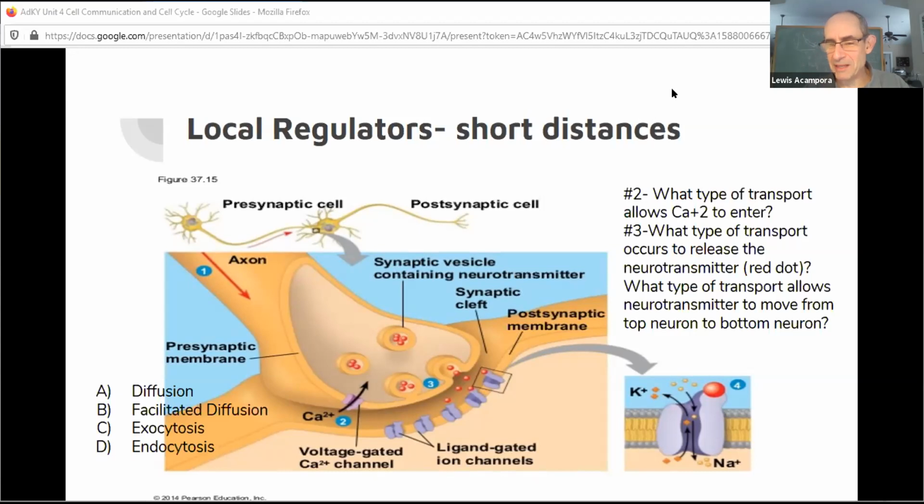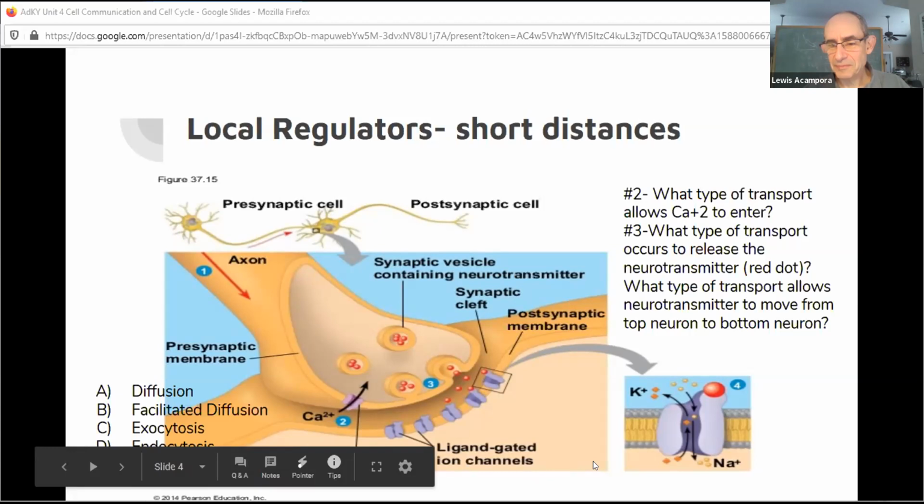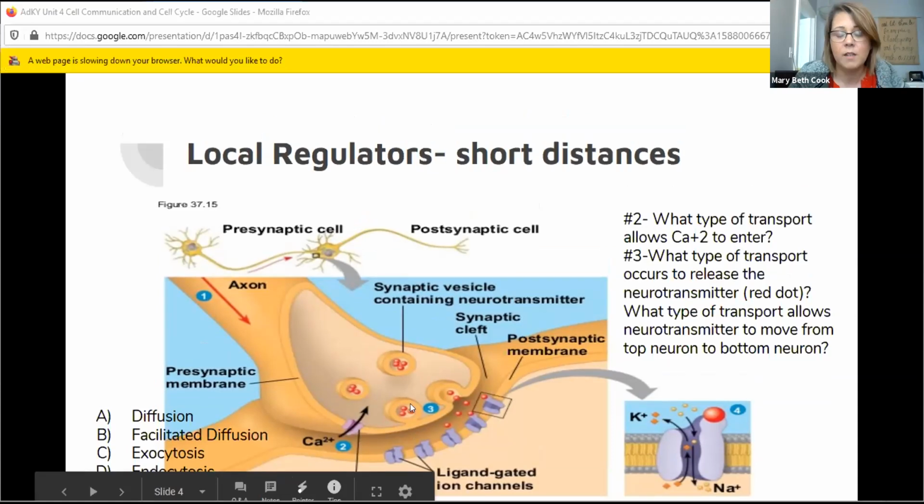Polling looks good. I'm going to give you students about 5 more seconds to make their choices. All right, good job. Most of you went with diffusion. If you look at that picture, remember it's all about high concentration. There were a lot of those neurotransmitters being released right there, and then they went to a low concentration at that second cell. So good job. I think this is a great picture.